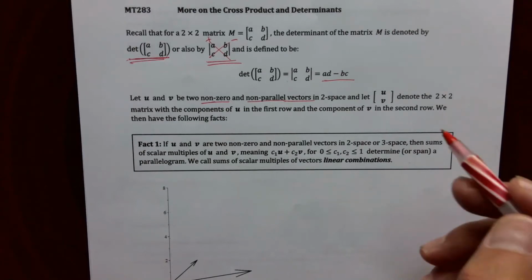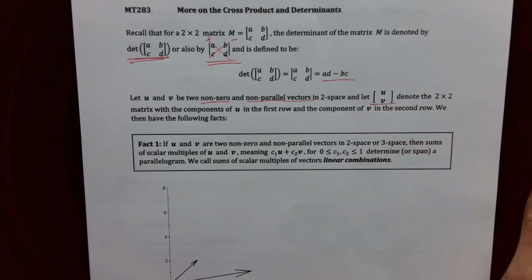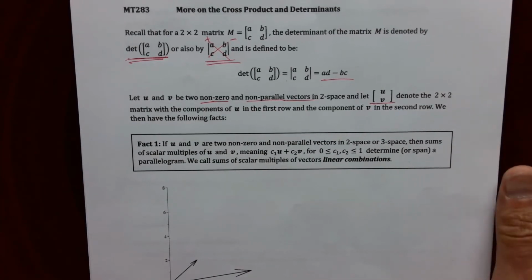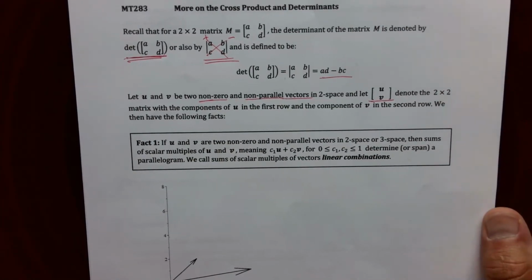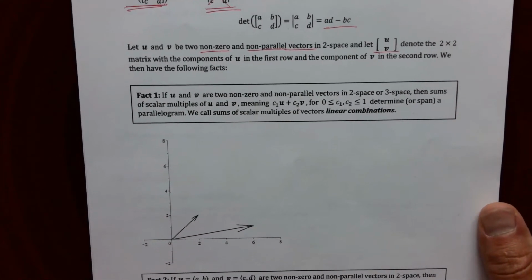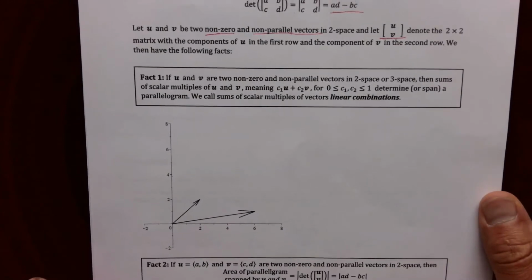We're going to denote by the 2 by 2 matrix, when we put U and V in there, we mean the 2 by 2 matrix with the components of U in the first row and the components of V in the second row. Here's one fact, and then we'll have a fact after that related to the area.